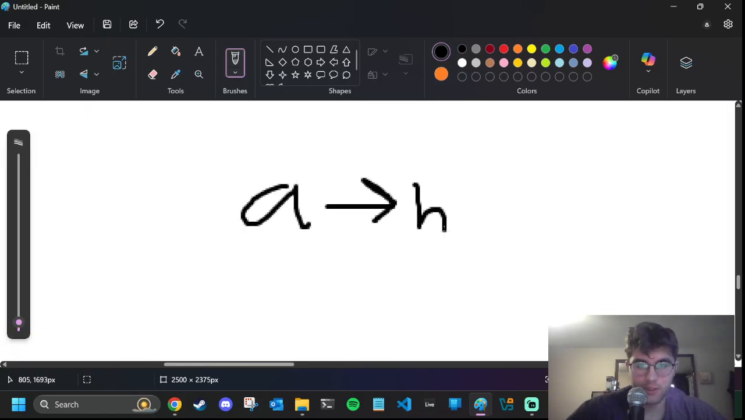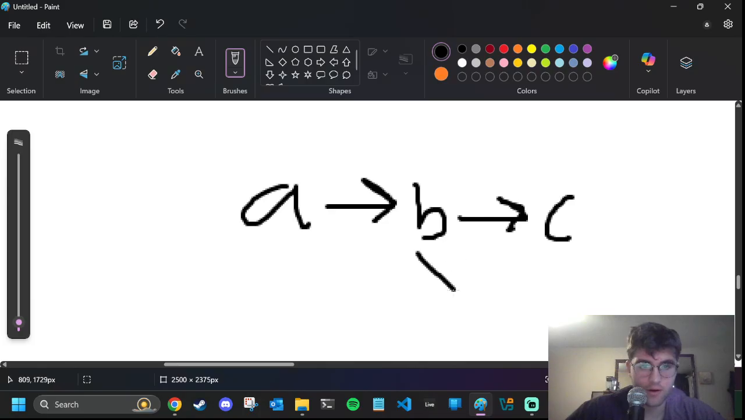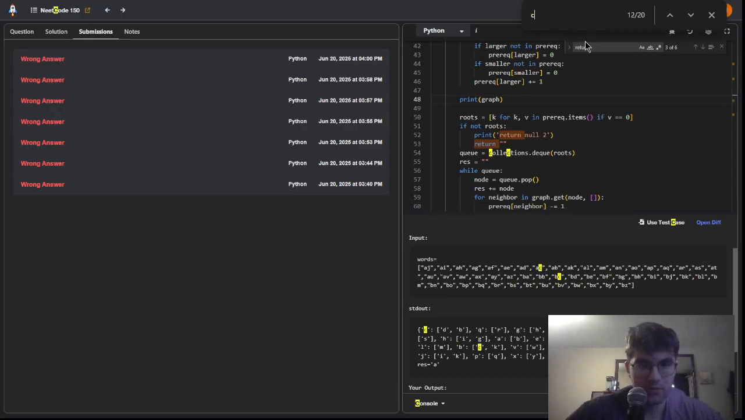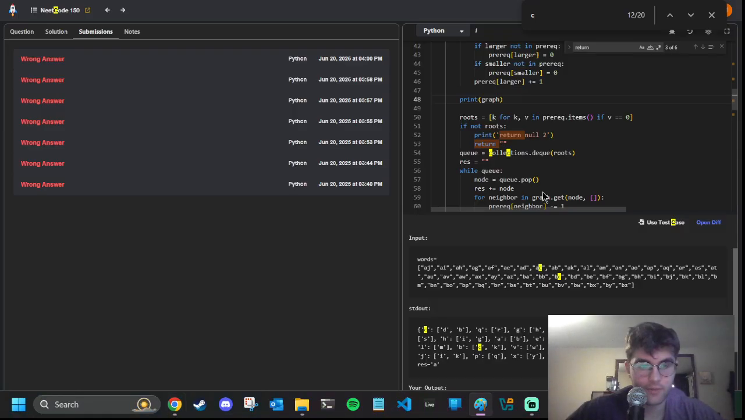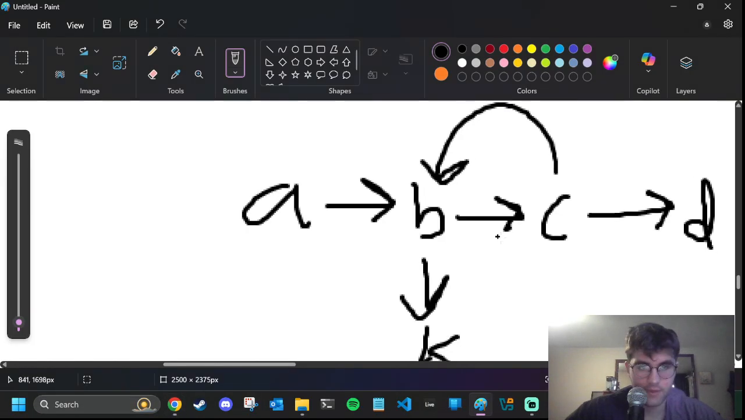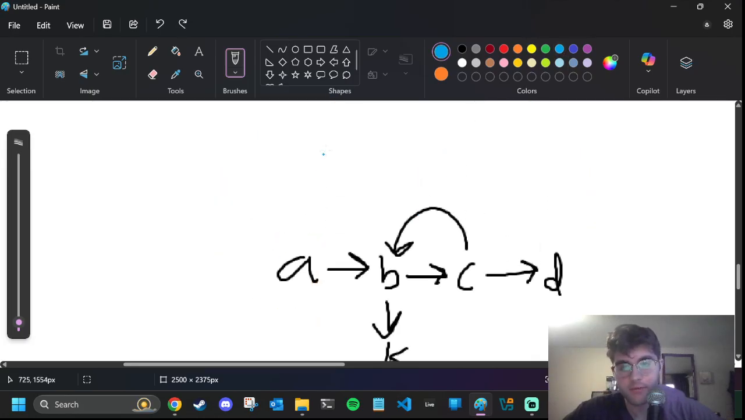So A points to B. B points to C. I'm just going to write out a little bit. C points to D. Oh, that's a cycle. Yeah, that's fine. All right, so C points to B. Let's just consider this graph. So this is invalid. We'll have A in our queue.